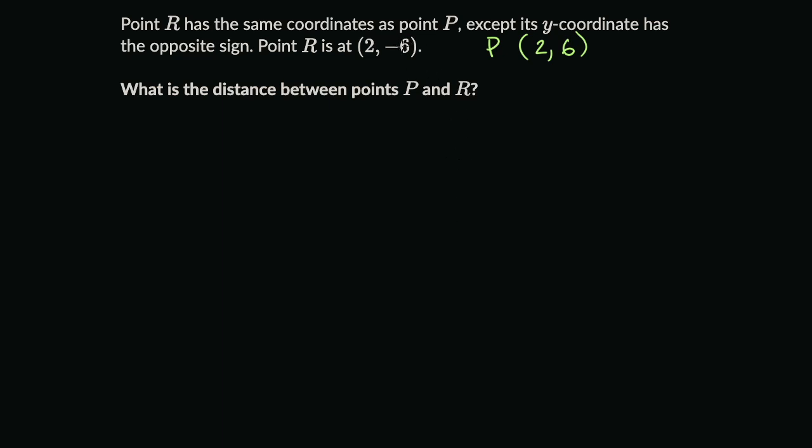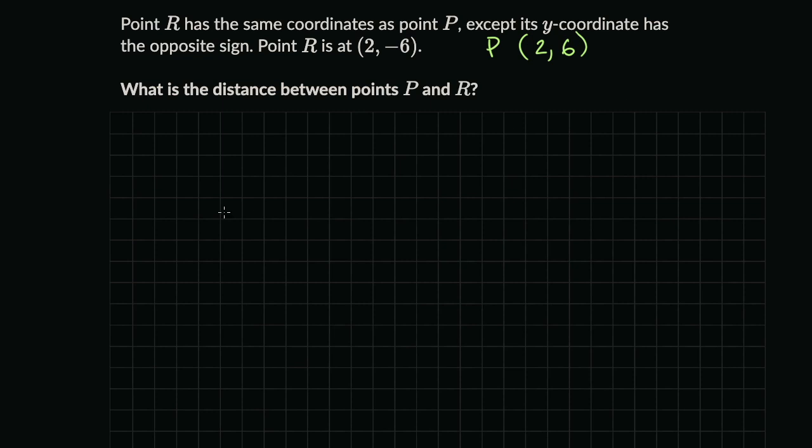This one is 6 units below the x-axis. This is 6 units above the x-axis. So the distance should be 12. But let's graph that to really make sure that we feel comfortable with this. So let me set up some axes here, make sure I can fit it. I have to fit 6 above and 6 below. So something like this should do the trick.